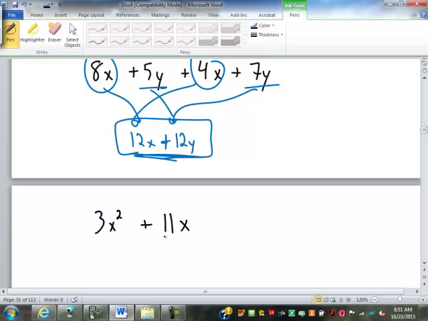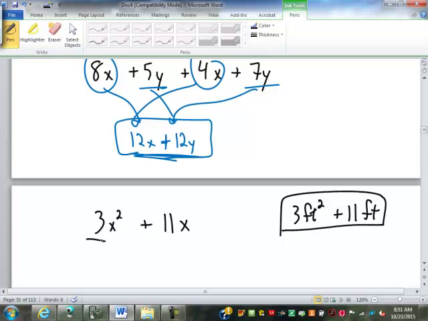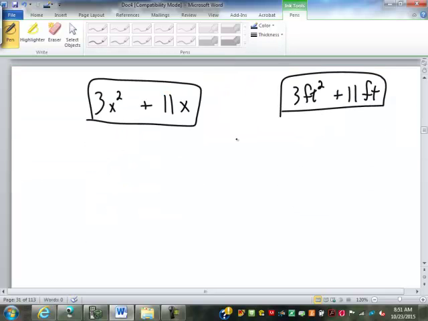How about that? Can I take 3 square feet plus 11 feet? Can I add those? No. A square foot and a foot are very different. 3 square feet plus 11 feet is just 3 square feet and 11 linear feet. 3x squared plus 11x is just 3x squared plus 11x. Technically, what that is is just a 2-digit number.